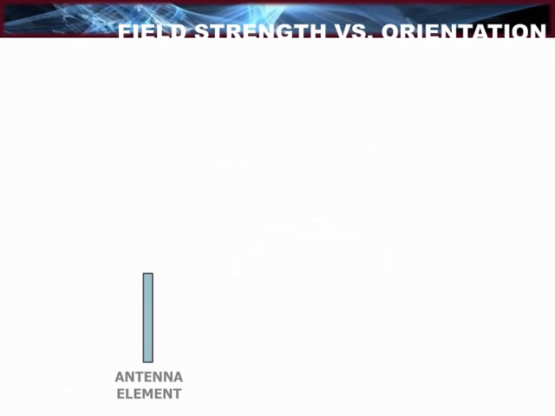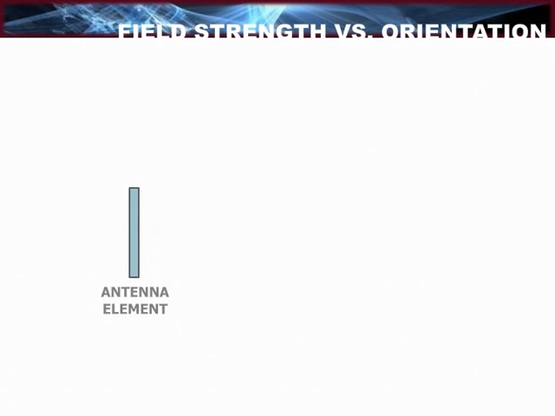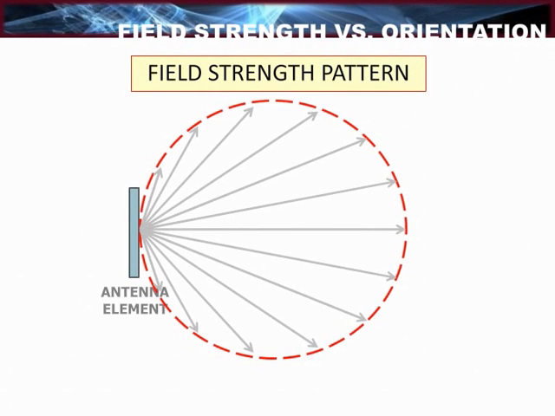This effect of field strength versus orientation results in the illustrated field strength pattern. Please note that only one side of the field strength pattern is drawn. In actuality, the pattern takes the shape of a donut, or a torus, around the antenna element.